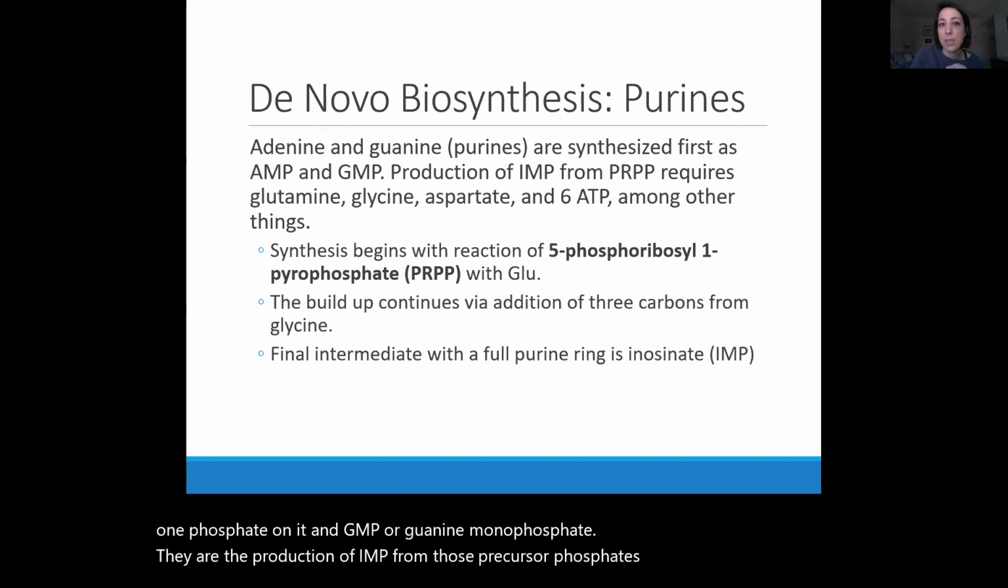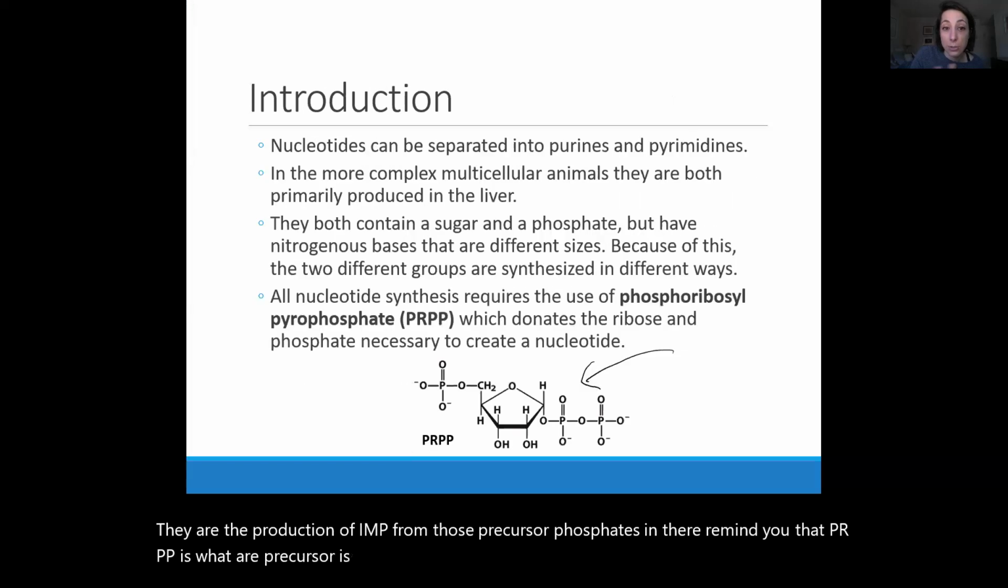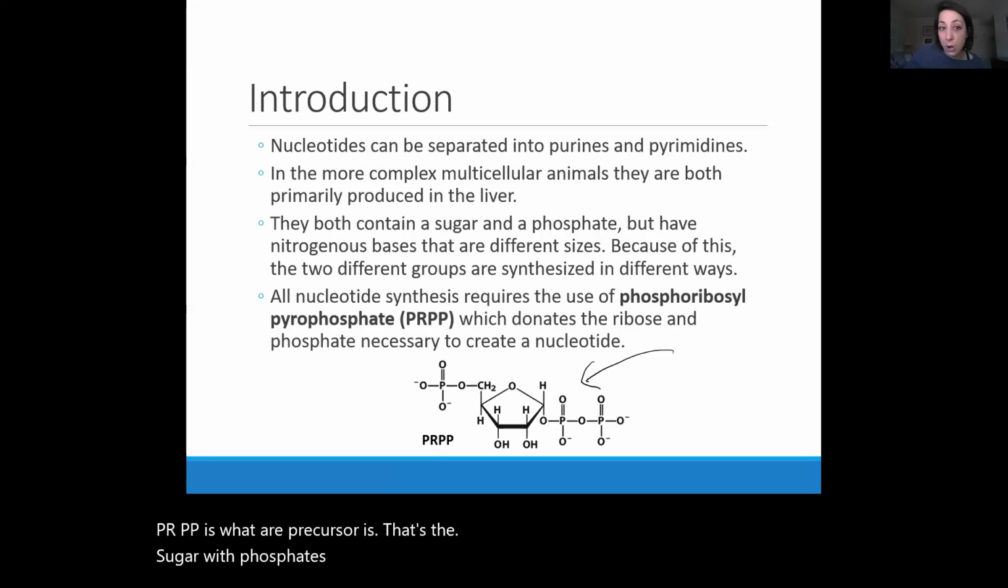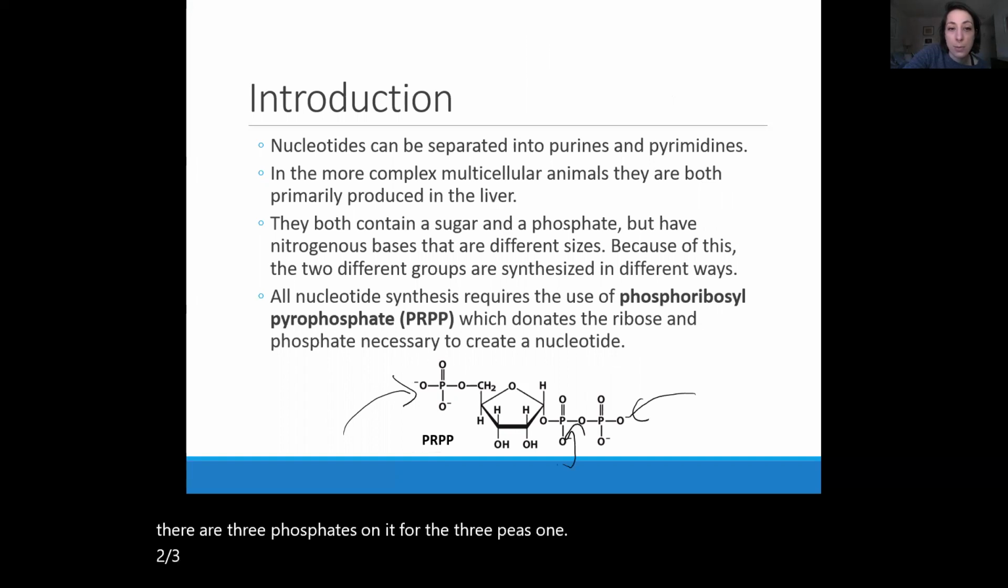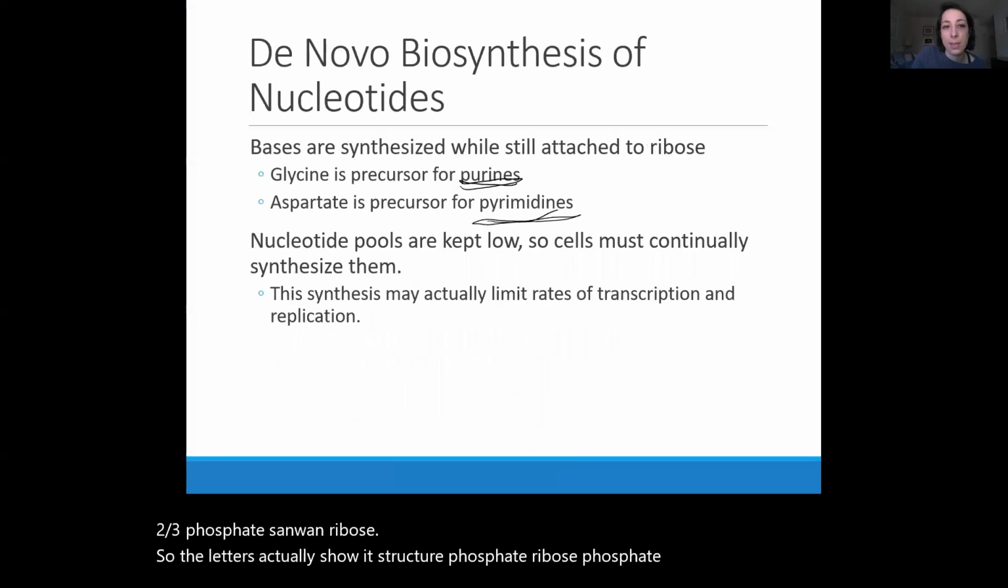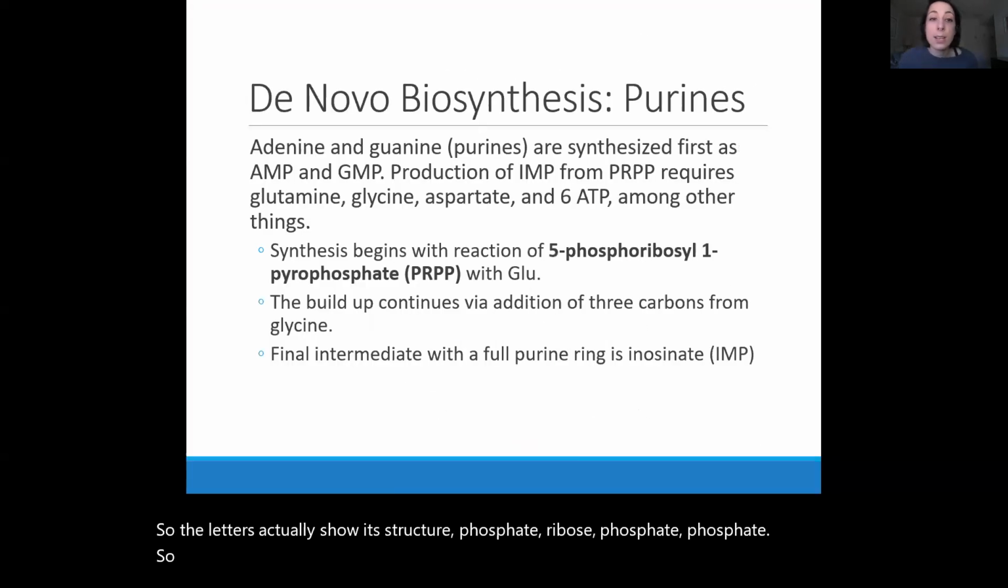I'm going to remind you that PRPP is what our precursor is. That's the sugar with phosphates on it with no nitrogenous base, right? And you can remember that there are 3 phosphates on it for the 3 Ps. 1, 2, 3 phosphates, and 1 ribose. So the letters actually show its structure: phosphate, ribose, phosphate, phosphate. So again, our purines first are derived from that PRPP into an IMP.